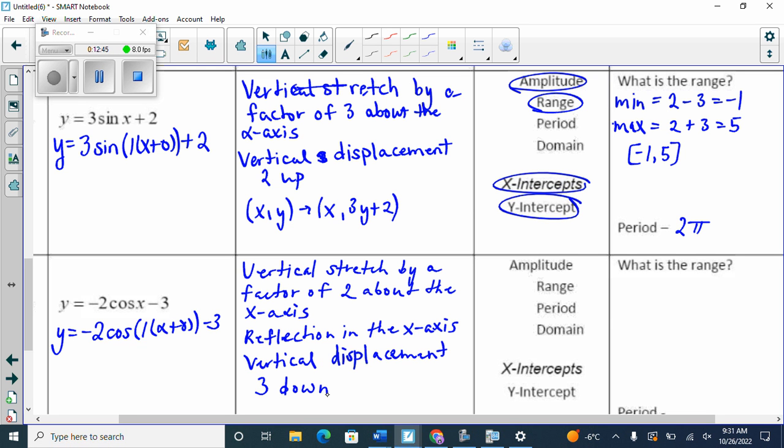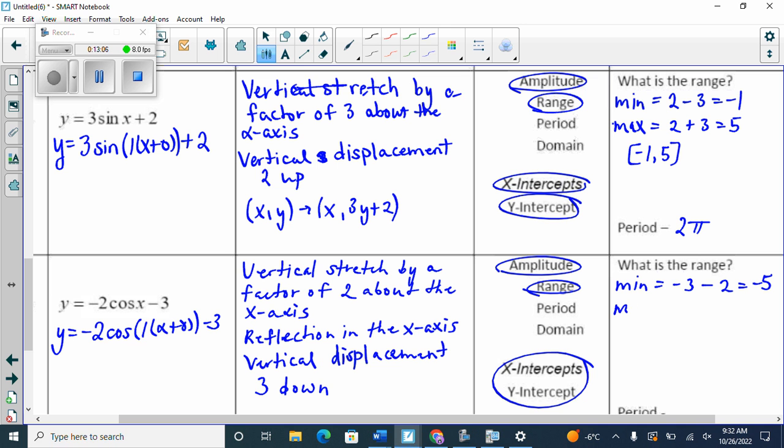All right, amplitude change. Did the range change? Period? Domain? X and y intercept, yes. The minimum is -3 minus 2, which is -5. It's not minus a minus 2 because the amplitude is always positive, right? The amplitude is the vertical stretch. There's nothing to do with the reflection.